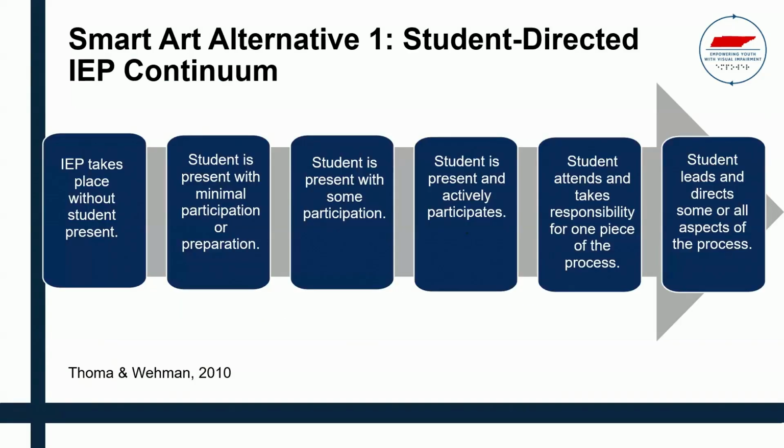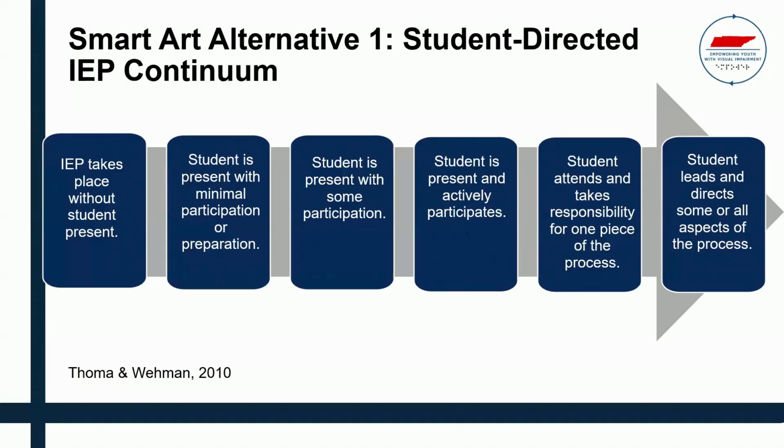Smart art alternative number 1, student-directed IEP continuum. Showing on the screen is an IEP continuum, which includes 6 text boxes. These text boxes illustrate a continuum of low student involvement to high student involvement in the IEP process.